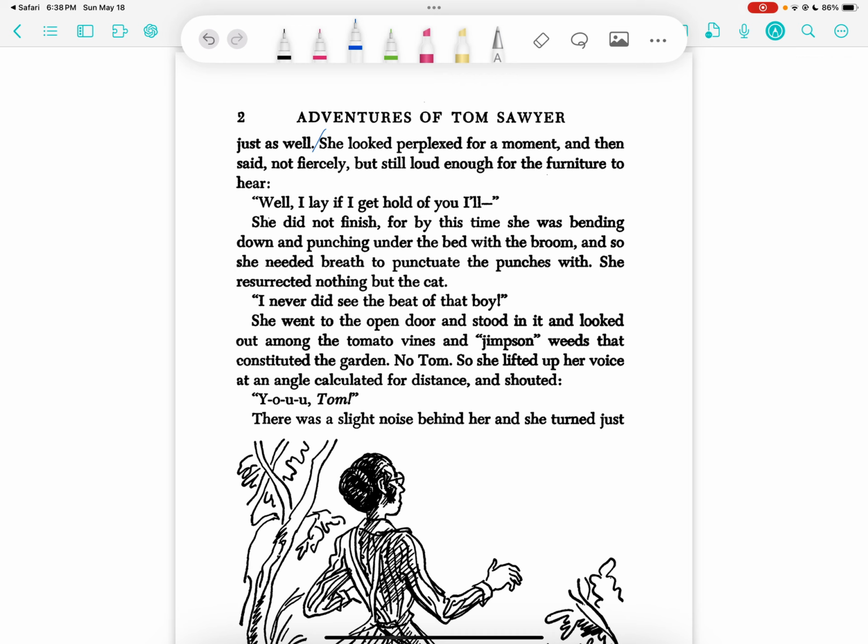She did not finish, for by this time she was bending down and punching under the bed with a broom, and so she needed breath to punctuate the punches with.